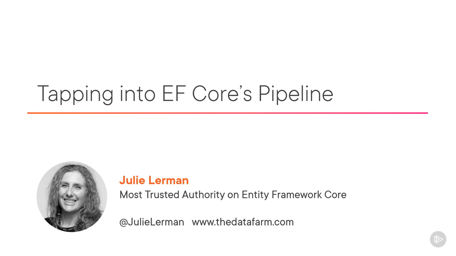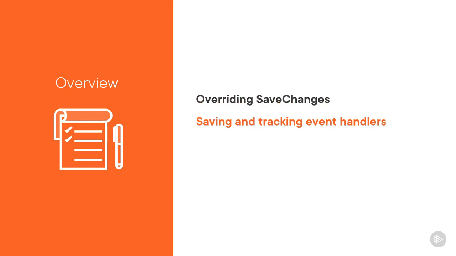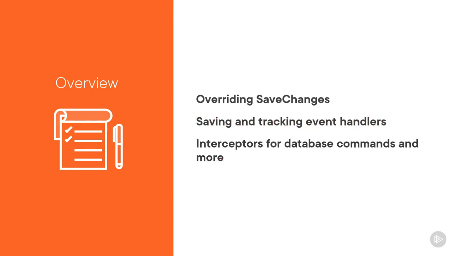Woohoo! Congratulations! This module will give you some insight into common ways to tap into EF Core's pipeline. In other words, perform some tasks during EF Core's own internal workflow. I'll focus on the three most common ways to do this: overriding the DB context save changes method, taking advantage of some events that EF Core raises, and using a feature called interceptors, which allows you to intercept and modify information as it passes through the pipeline to the database and on the way back.